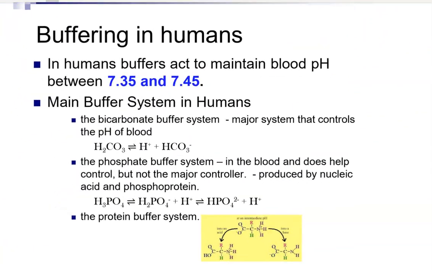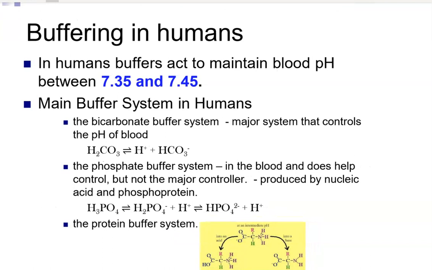One of the most important examples of a buffer, in my opinion, for life as we know it, is in the human body. You guys are probably aware that we need to have our body pH within a certain range. It's slightly basic, right? Just barely basic. And there are actually several systems in place that can govern the amount of H+ ions that we have in our blood at any given point.